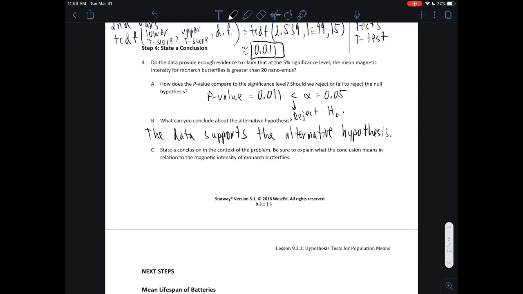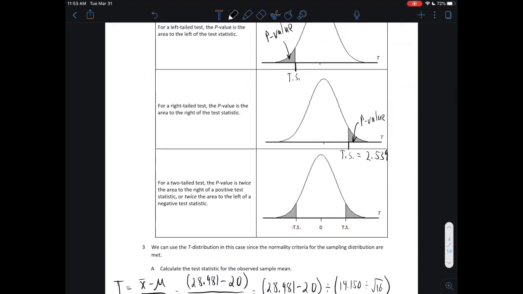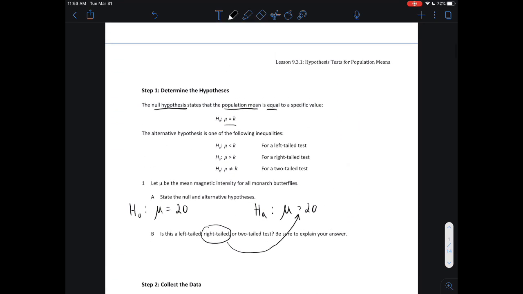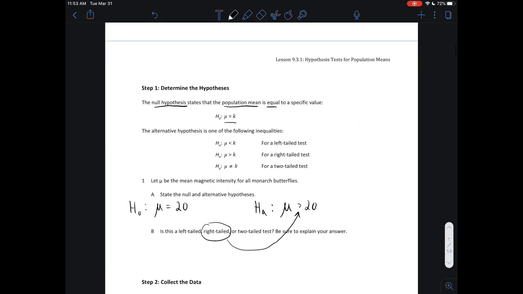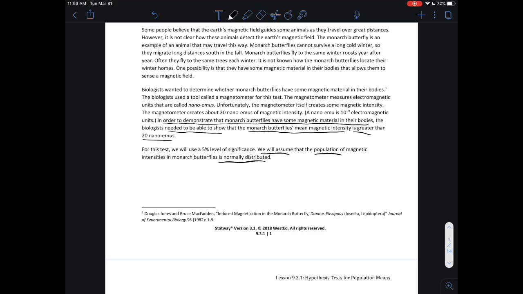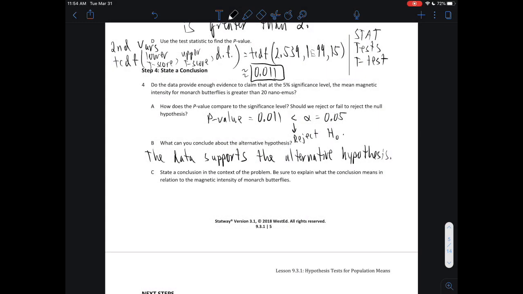So if we think about our alternative hypothesis, the data supports that. And if we go back to our hypotheses, our alternative hypothesis is also the same thing as the claim, because the claim in the paragraph above, our hypotheses said, we want to be able to show that the mean magnetic intensity is greater than 20 nanoemus. So if the data supports the alternative hypothesis, then the data supports the claim.